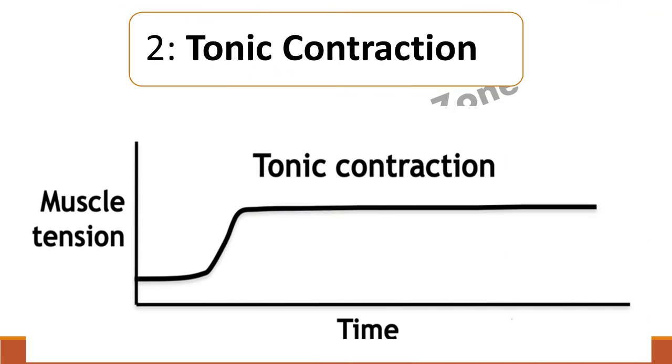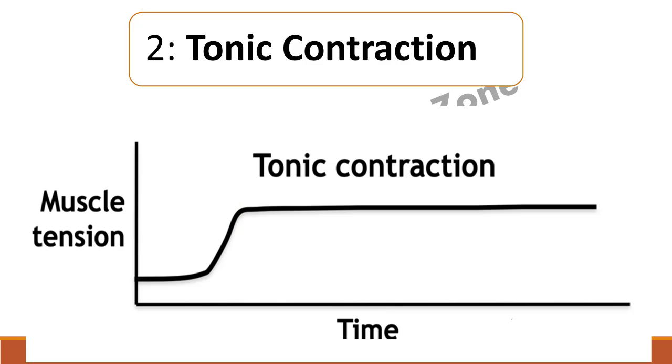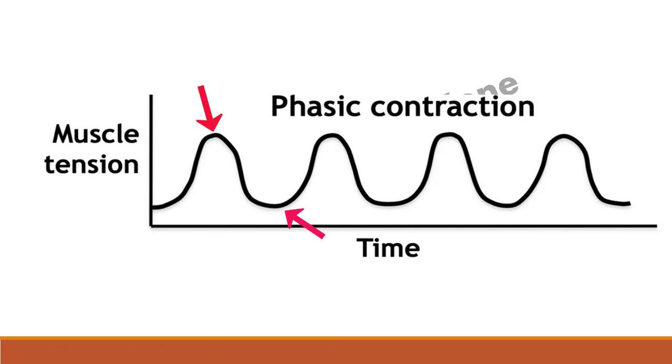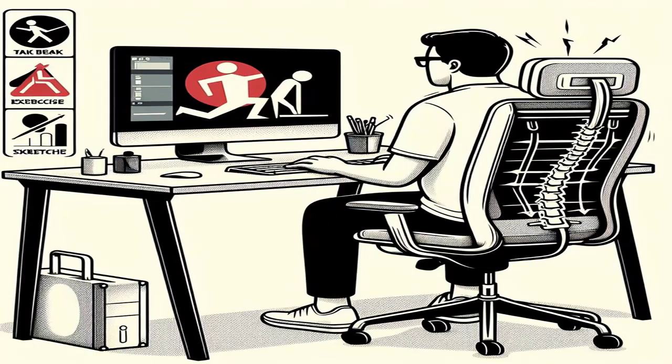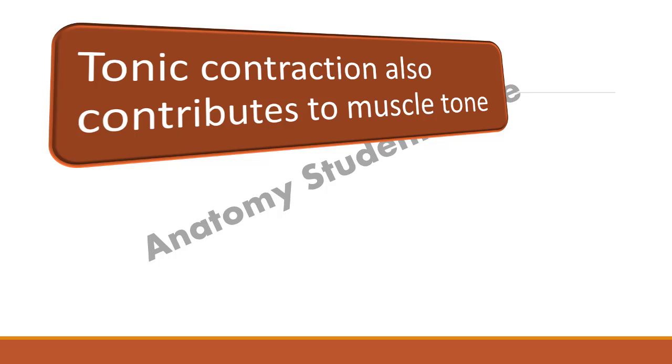You all should know that tonic contraction is a sustained low-level contraction of a muscle or group of muscles over an extended period. This tonic contraction is different from phasic contraction, which we will cover in detail later on. So the phasic contraction involves a short burst of contraction followed by relaxation, while tonic contractions are continuous contractions. Tonic contractions play a crucial role in maintaining posture and stabilizing joints. They help to prevent excessive movements. They also contribute towards muscle tone.